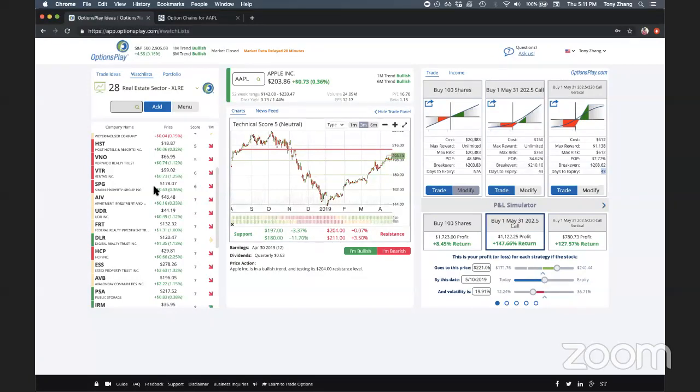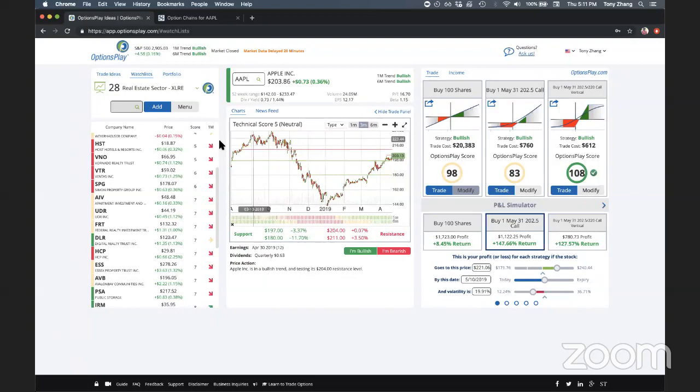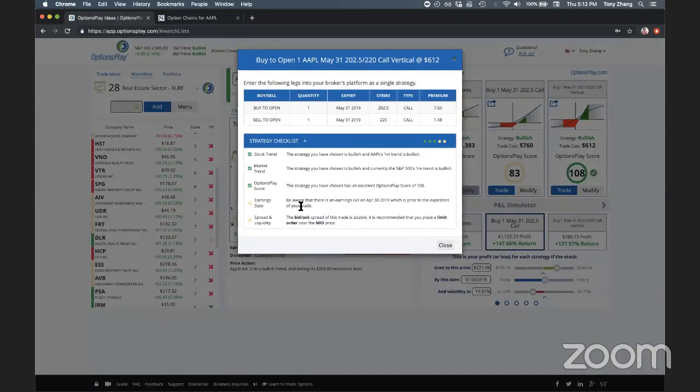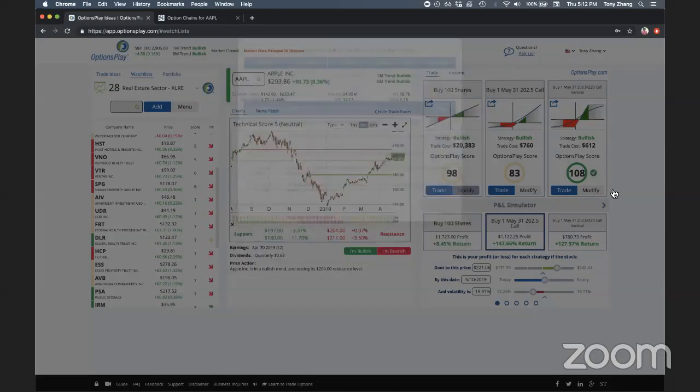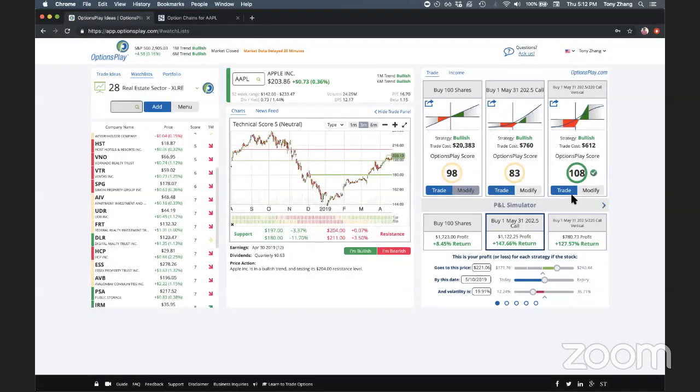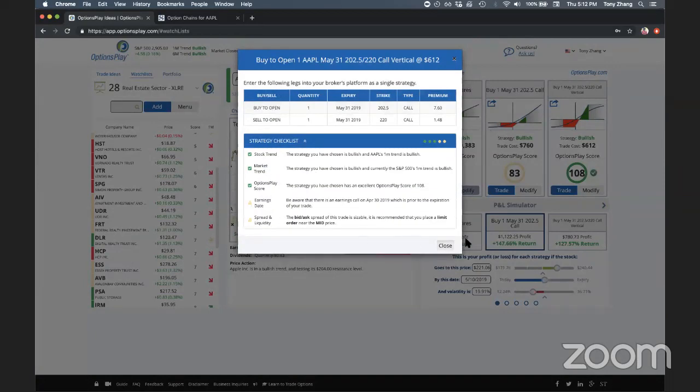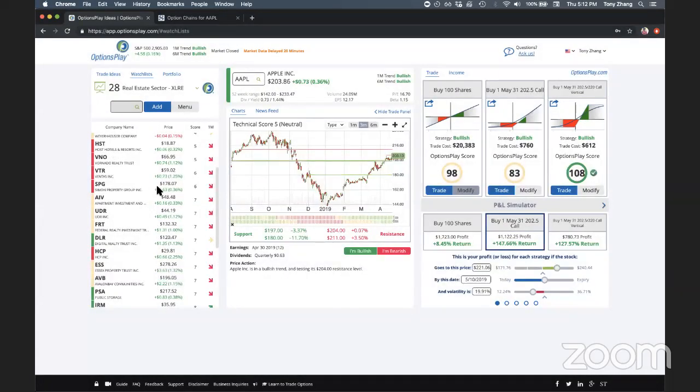Why the green check mark or the Options Play logo sometimes? So the green check mark just tells you which strategy has the highest Options Play score. It's simply that. And occasionally when you hit the trade button, if all 5 things are green, that's when you get an Options Play logo, just basically saying that everything that's on the strategy checklist checks out, on top of the fact that it's the highest Options Play score.